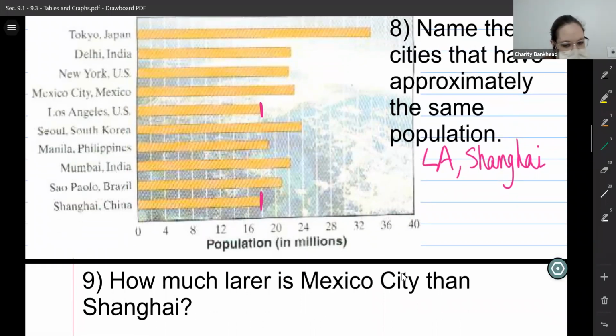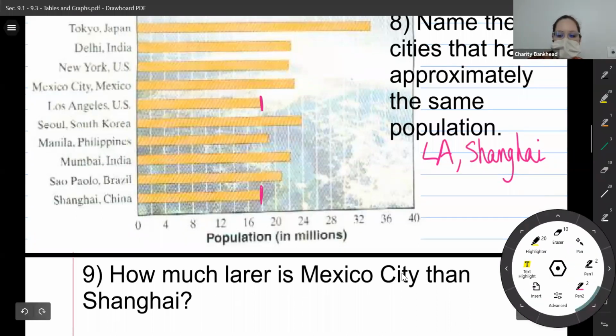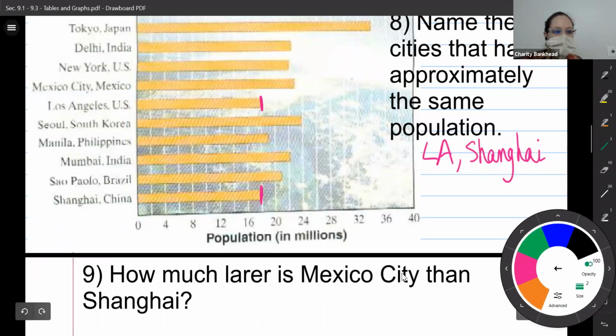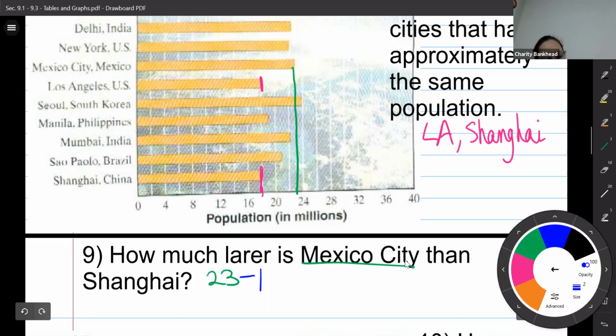Number 9 says, how much larger is Mexico City than Shanghai? So Mexico City looks like approximately 23 million. And then Shanghai, like I said before, looks like approximately 18. So minus 18. So that would be 5 million.